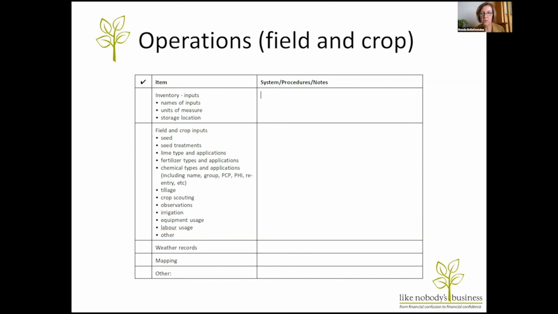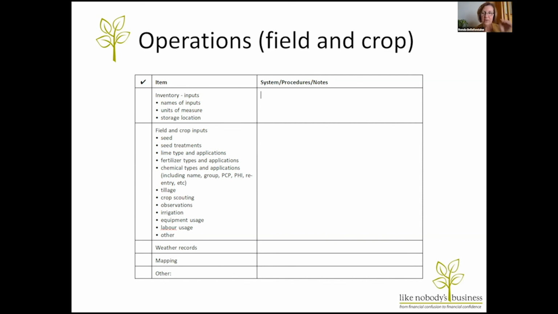Crop scouting, the observations that you make. So if you're observing pests or diseases, it's important to write these things down: which crop, when it was observed, and what was observed, because you can do various kinds of analysis based on those types of records. If you're using irrigation, everything around that, equipment usage, labor usage, and I'm sure there's other.